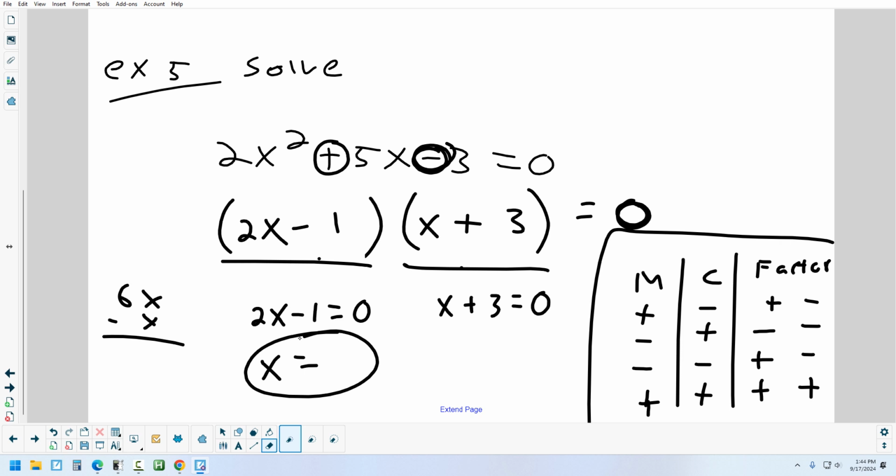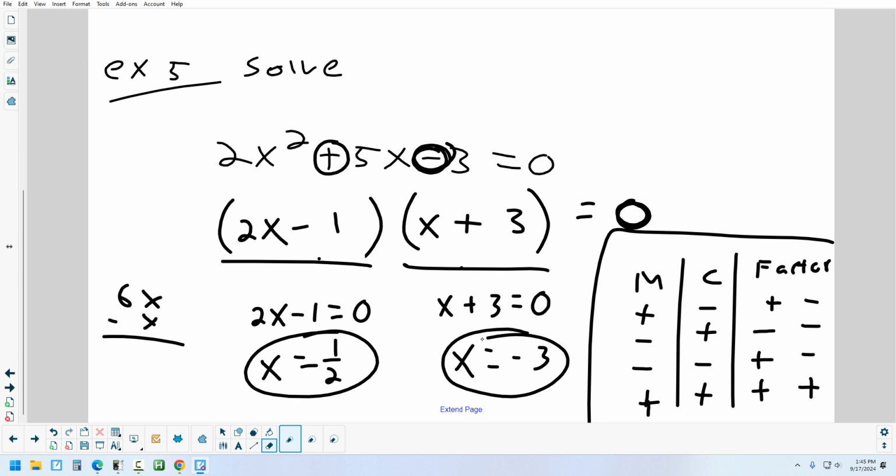Does anyone see what x would be for the one on the left? Yeah, 1/2. Perfect. Good job. Does anybody see what it would be for the one on the right? Negative 3. Yep. And that's one way you can solve a quadratic: factoring.